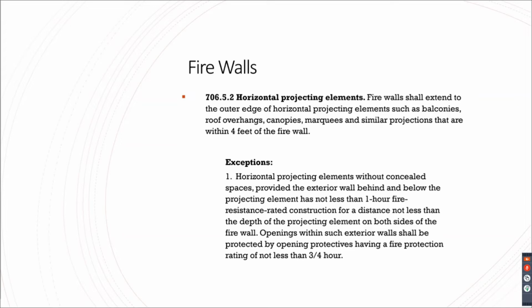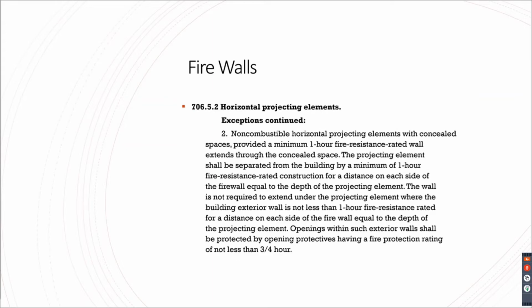But of course, there are exceptions to this. Horizontal projecting elements without concealed spaces, provided the exterior wall behind and below the projecting element has not less than 1 hour fire resistance rated construction for a distance not less than the depth of the projecting element on both sides of the firewall, and openings within such exterior wall shall be protected by opening protectives having a fire protection rating of not less than 3/4 hour.